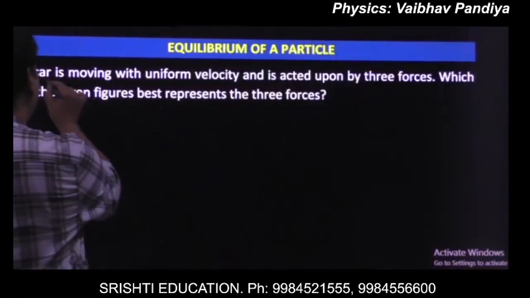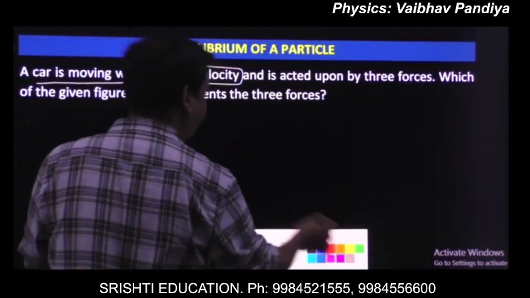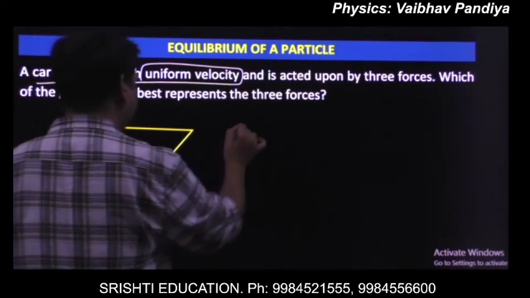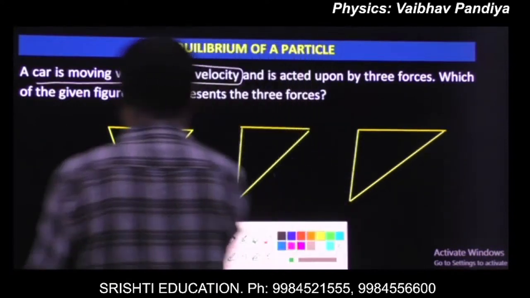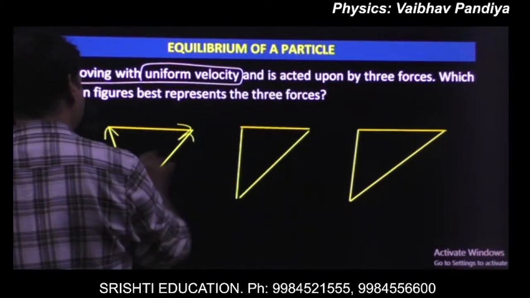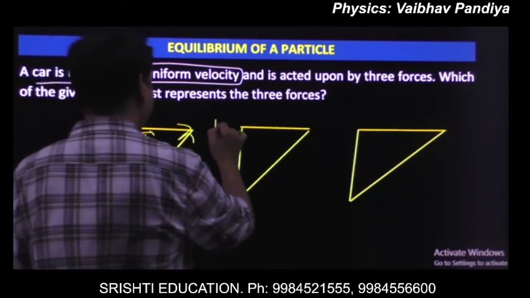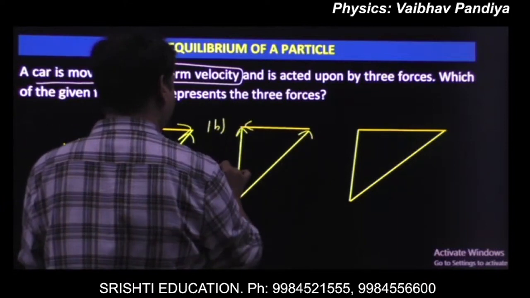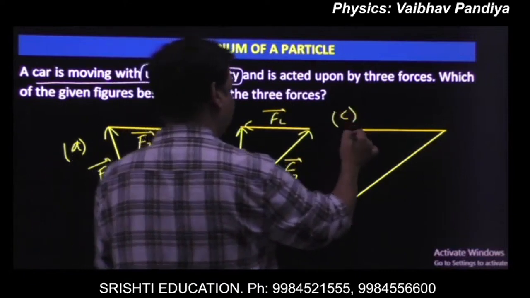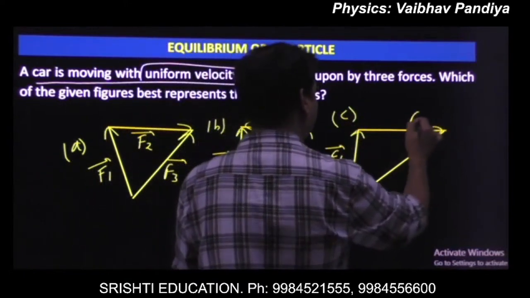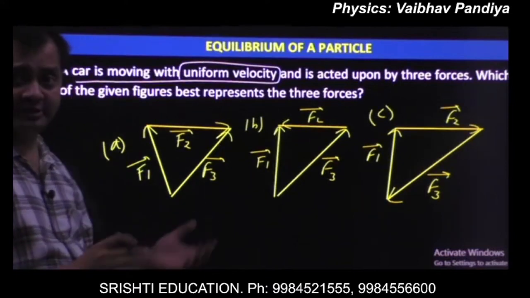Now see, a car is moving with uniform velocity and is acted by 3 forces. Which of the following figures can best represent the forces? So suppose you are given 3 options. There are 3 forces and we are given 3 options, which are the representation of the forces, say like this: option A, vectors F1, F2, F3. Option B, F1, F2, F3, and option C, F1, F2, F3. Got it? You have to tell me which option is correct.